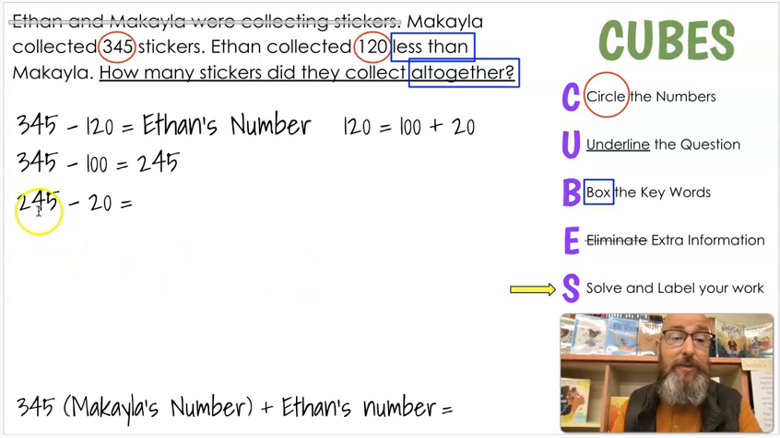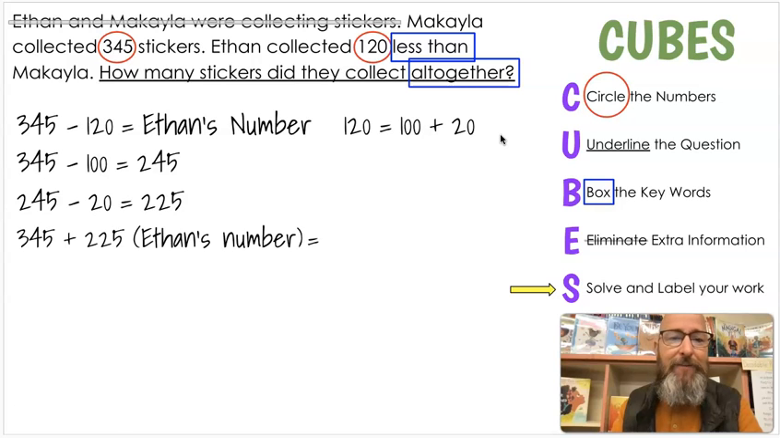I'm just subtracting 2 tens. 225. Are there any ones to subtract? No. So do I know Ethan's number now? I do. What's Ethan's number? 225. That's right. So now we can go ahead and go back to our second equation. How many did they collect all together?